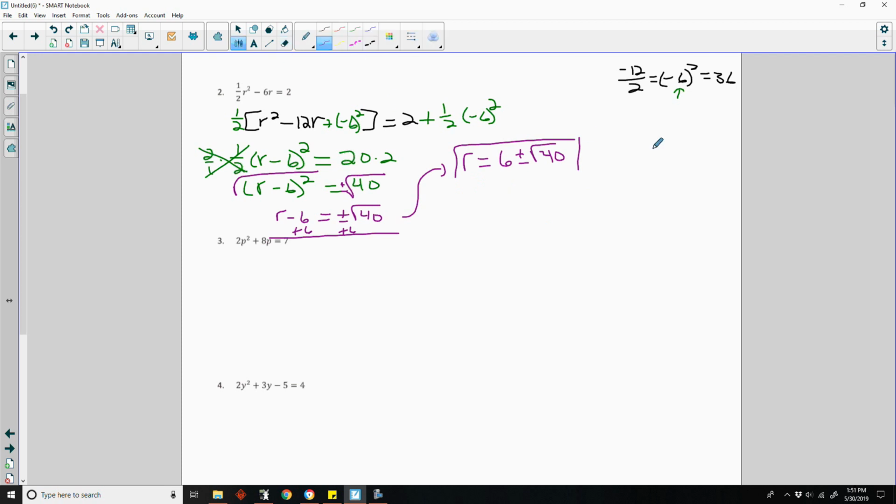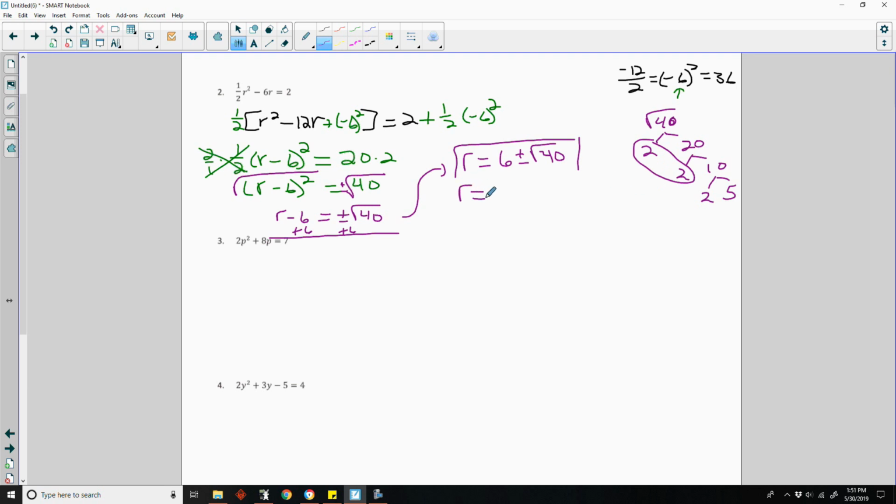Do you remember how to reduce a radical? Here's how I show the students. I take 40 and I do a factor tree. And I say 40 is 2 times 20. 20 is 2 times 10. 10 is 2 times 5. Since my index is 2, that's how many terms I need inside to get 1 outside. So 2 times 2 is 4, and the square root of 4 is 2.